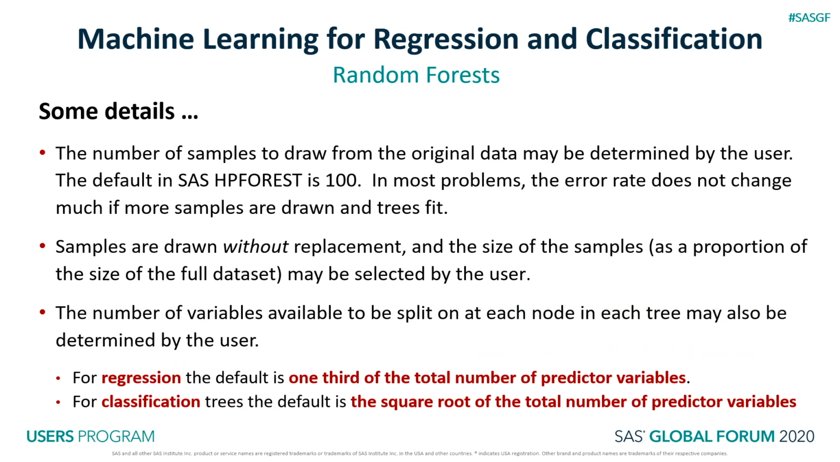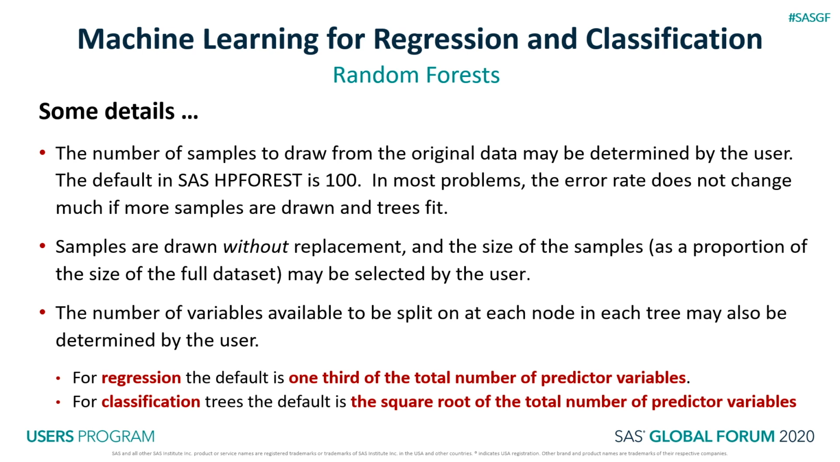The devil is in the details, so they say, and certainly there are a lot of details in random forests. The number of samples to draw from the original data may be determined by the user. The default in Proc HP Forest in SAS is 100, and in the vast majority of problems, the error rate does not change much if more samples are drawn and more trees are fit. Samples are drawn without replacement, and the size of the samples as a proportion of the size of the data set may be selected by the user. In Proc HP Forest, the default is 0.6, and that turns out to be a pretty good value. In the few times that I have tried other values, 0.6 or something close to 0.6 has always turned out to give the most accurate predictions.